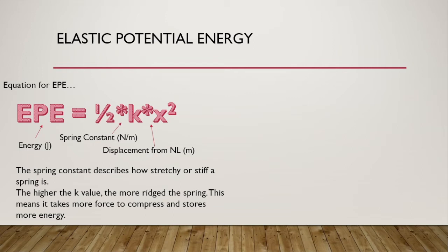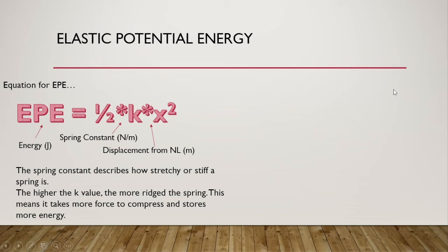And if we look at this equation, that makes perfect sense, right? If K gets bigger and bigger, EPE is going to get bigger and bigger. If K gets smaller and smaller, EPE is going to get smaller and smaller. Just saying that the bigger the K value, the more energy our spring is going to be able to hold.